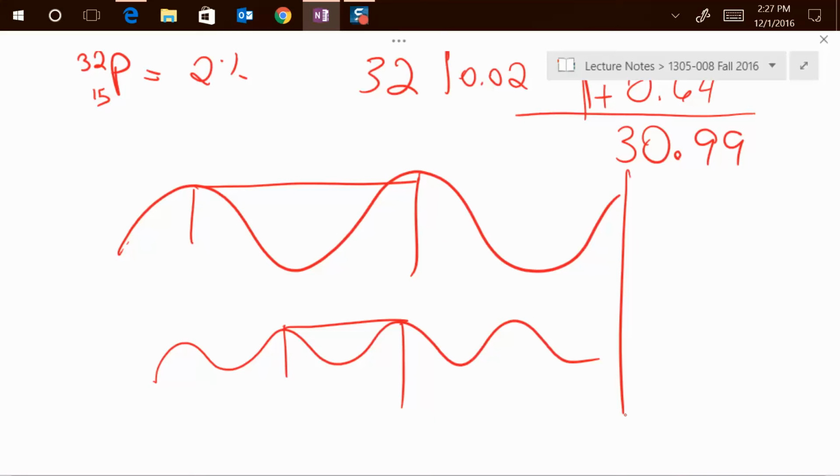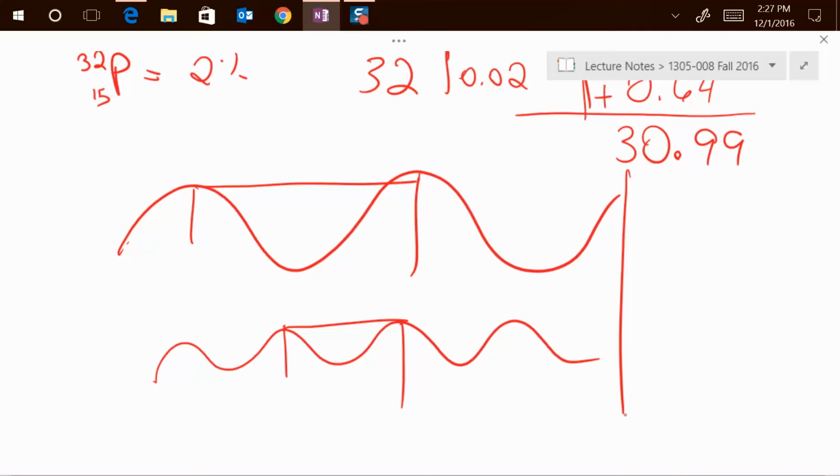Alkali metals, where are they? First column, 1A. Alkaline earth metals, 2A. Halogens, these ones right here. Noble gases, right there. So those are some of the families of the periodic table.